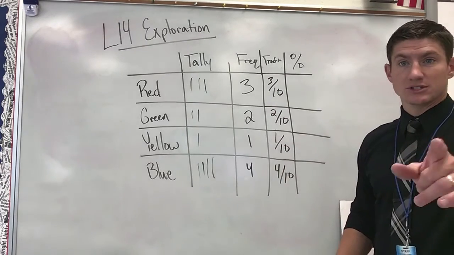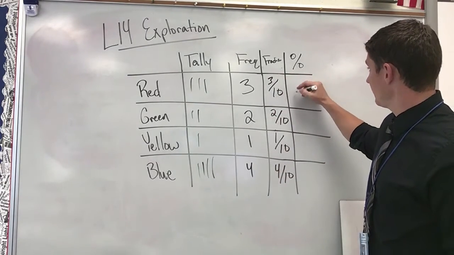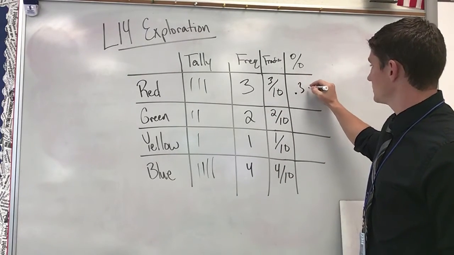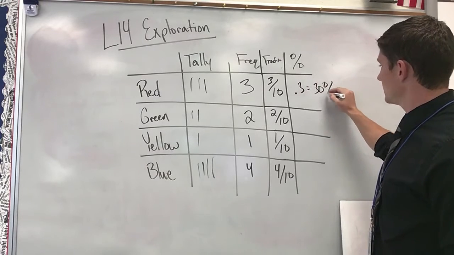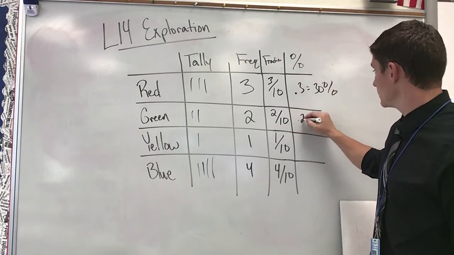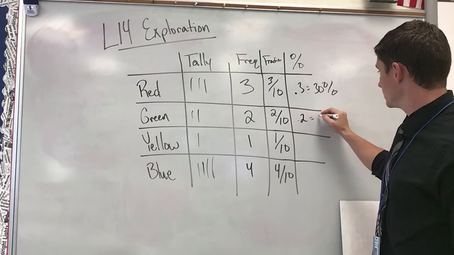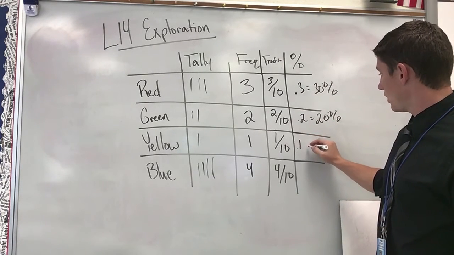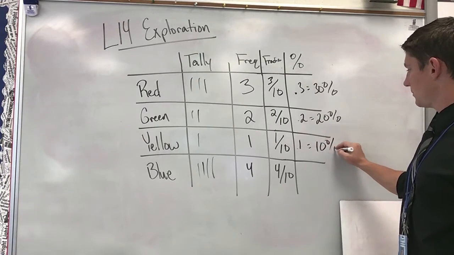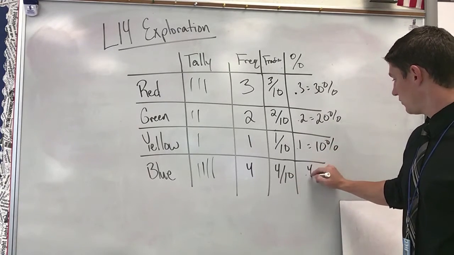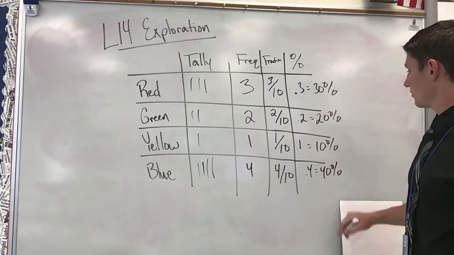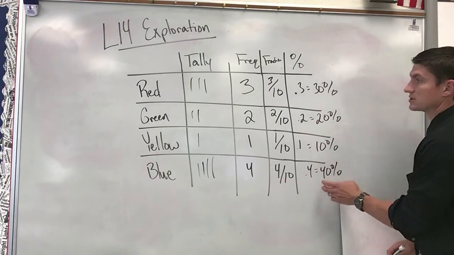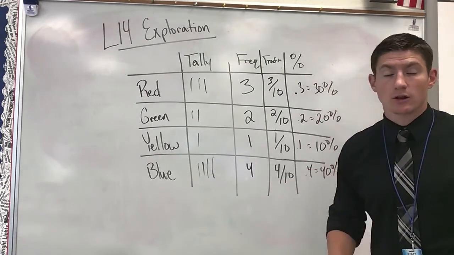To turn those into percentage then, you divide 3 divided by 10. 0.3 is a decimal, which is equal to 30%. 2 divided by 10 is 0.2. Times 100 is going to turn into 20%. 1 out of 10 is 0.1, which is equal to 10%, and 4 out of 10 is 0.4, which is equal to 40%. Again, fraction, decimal, percentage to show us what that theoretical probability is.